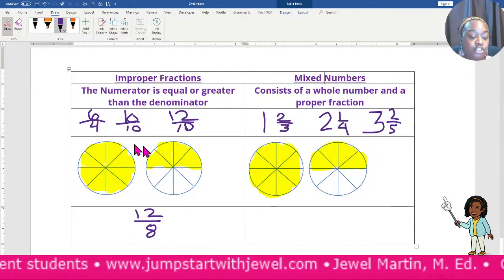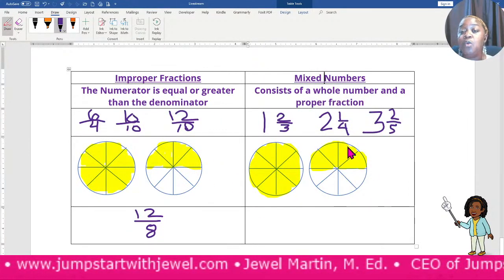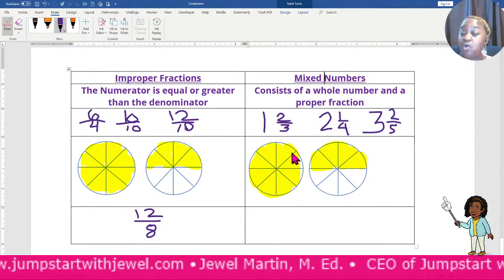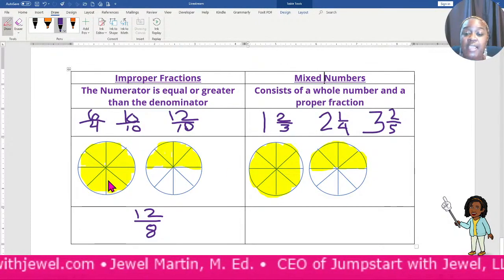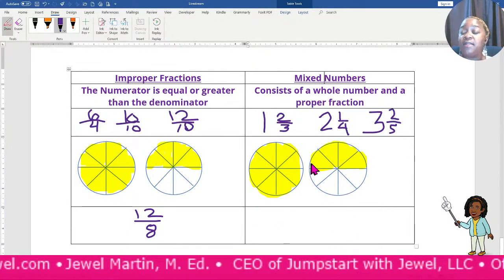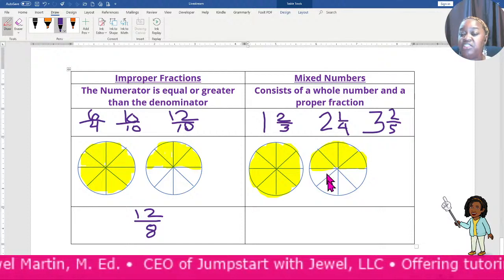This illustration is the same as the one over here, where this is showing mixed numbers. We've got the whole circle shaded in, just like we had over here. And then we have the part of the circle where you've got the 4 parts here. Half of this is shaded in.